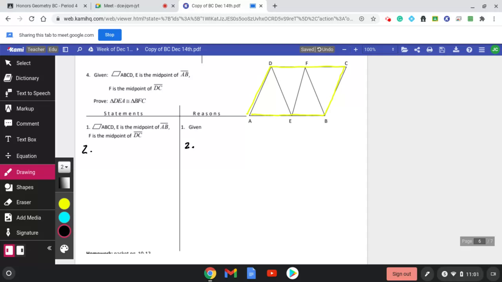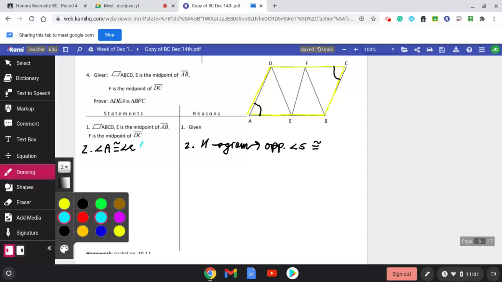Angle A is congruent to angle C because parallelogram implies opposite angles congruent. Done. Angle A congruent to angle C. Parallelogram implies opposite angles congruent. Done. That gives me a pair of angles.